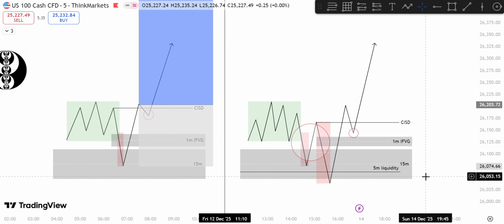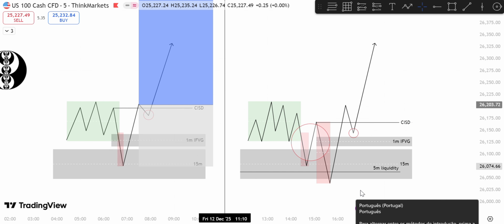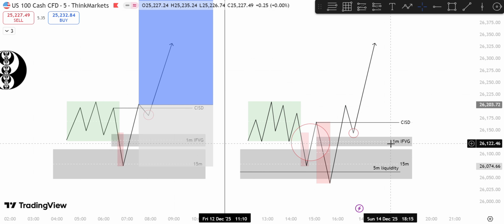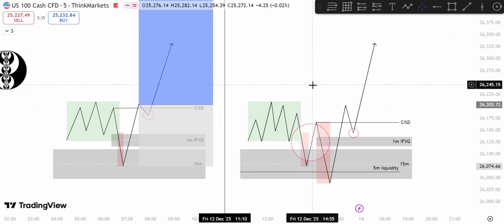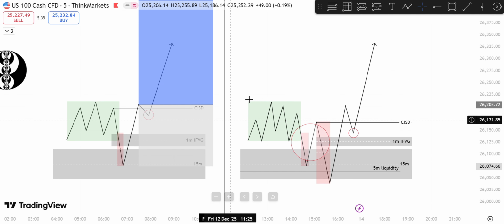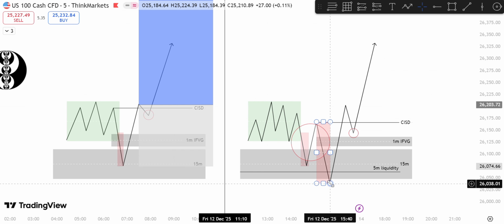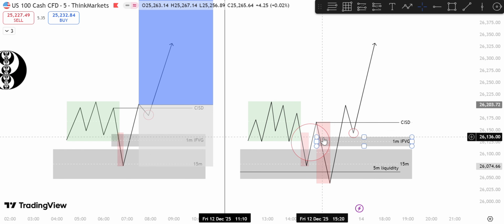If you have 5-minute liquidity below, you wait for that sweep to happen. Independently, if you have the change and the inversion, you stay patient, you wait, and then you get tapped. Otherwise, if you don't get this manipulation, so if this is not a Judas fake out, it's just a continuation, that is just probability, right?